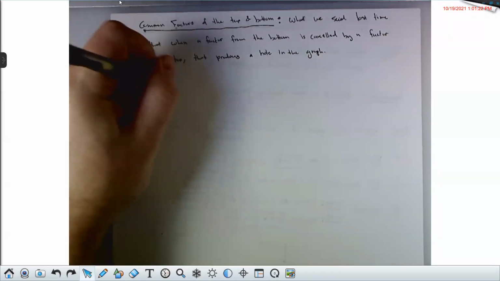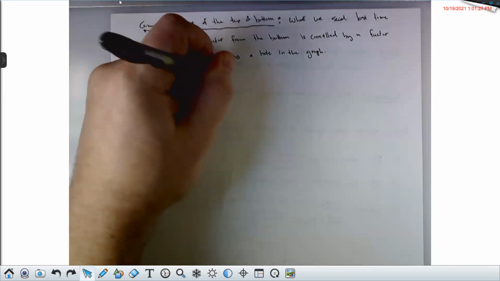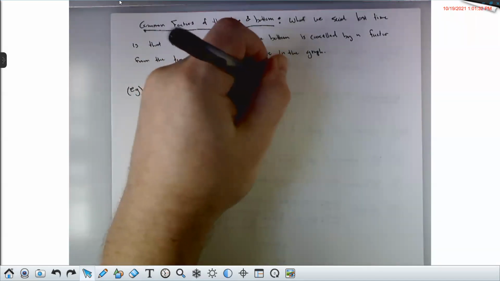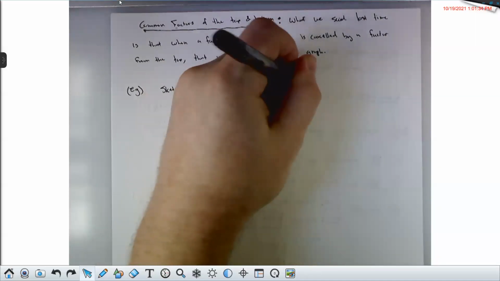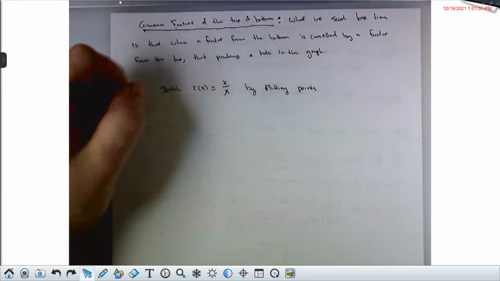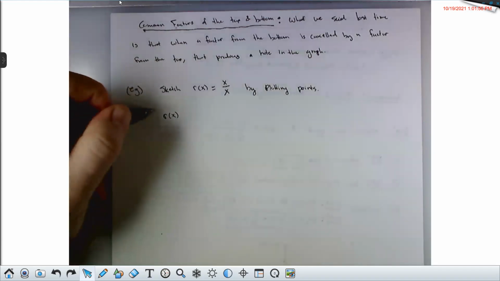Let's sketch the rational function r of x equals x over x. And let's do it by plotting points. So here, there's only one thing going on upstairs and one thing going on downstairs. They're the same thing, so you could cancel them. But my goal here is to convince you that this will produce a hole. And the way I'm going to do that is by looking at a table of values.